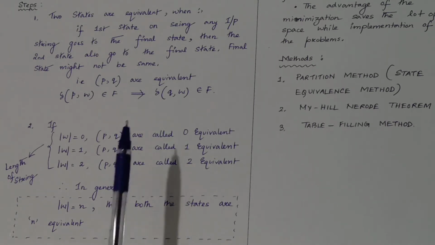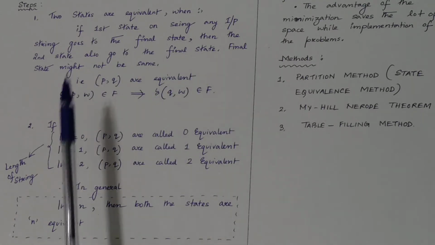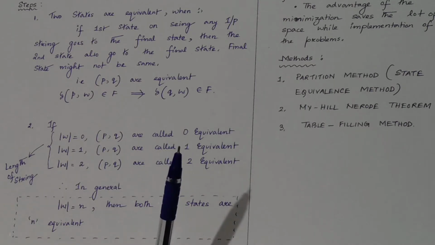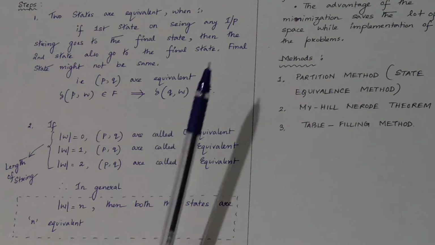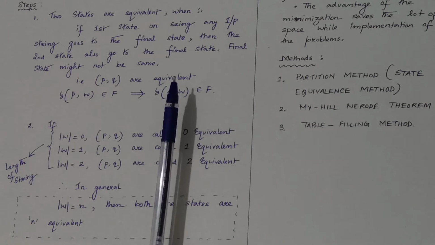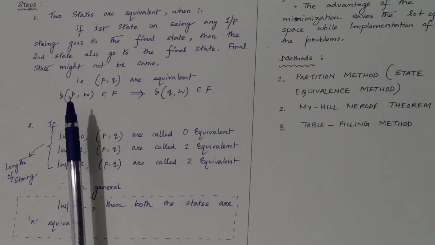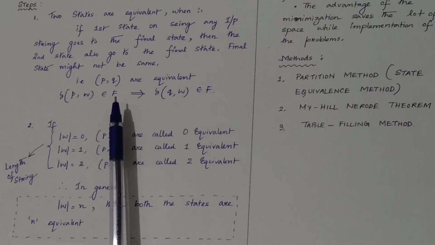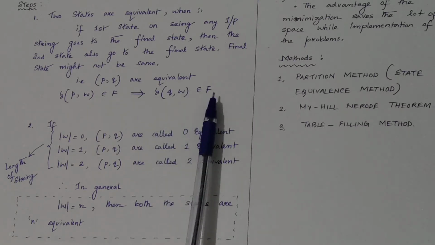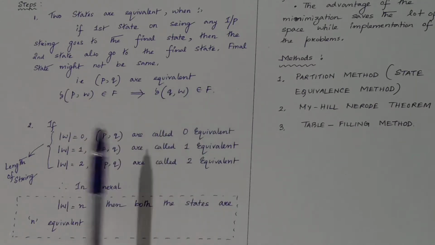Generally, two states are equivalent if the first state on seeing any input string goes to a final state, and the second state also goes to a final state. The final states might not be the same. So if P and Q are equivalent, then these two are states, and the transition for P over any input alphabet must belong to a final state, which implies that the transition of state Q over any input alphabet must also belong to a final state. I will explain this condition properly with an example, with the proper steps.